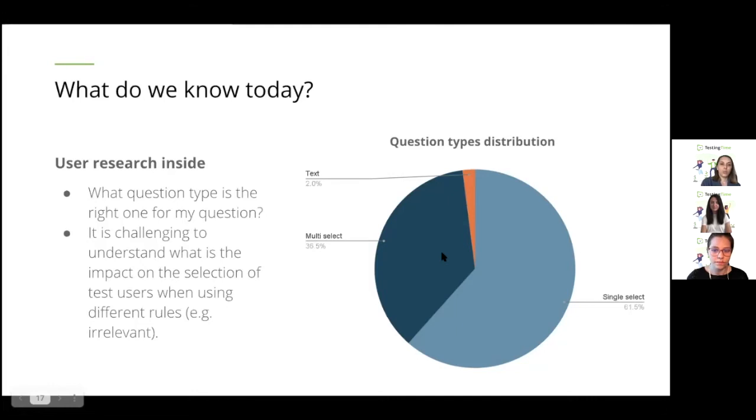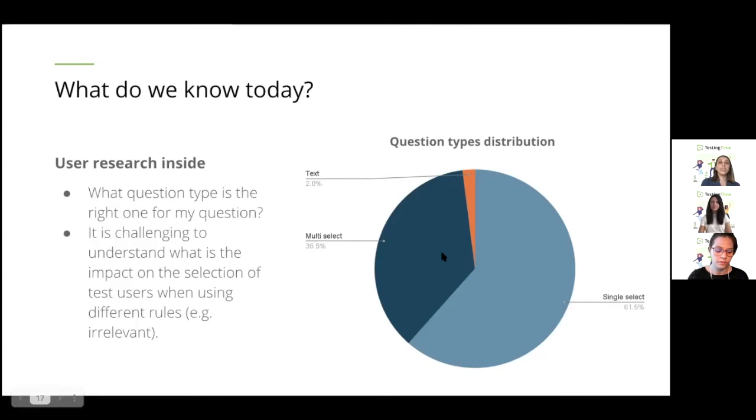What are the insights that we know today? When it comes to question types, during the user research, we saw that all of our customers understand the difference between the multi-select and single select, and of course the text. But when it comes to them to start writing, sometimes it's challenging to choose the right question type. And also what we discovered, it's about when our customer is defining the answers and the rules that they need to be selected for those answers.